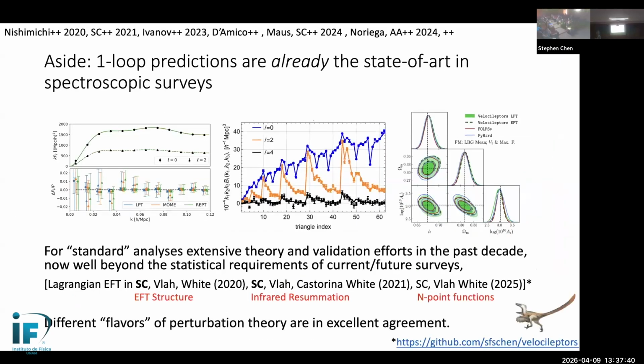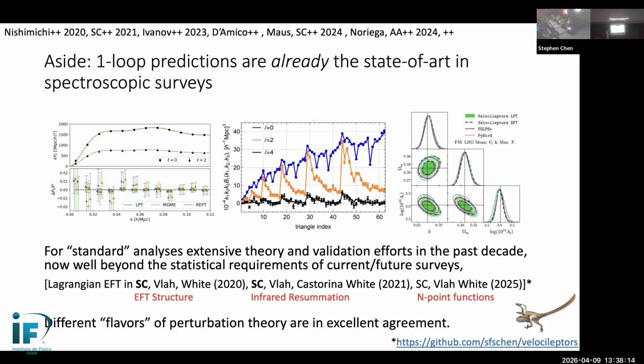So in fact, as Alejandro was alluding to, we now use one-loop predictions as a matter of course for studying spectroscopic surveys, just to show that there are other cosmological contexts where things have worked. And for standard analyses, we've really shown over the past 10 years that even at one loop in perturbation theory, we can essentially match the statistical requirements of current and probably all future galaxy surveys.